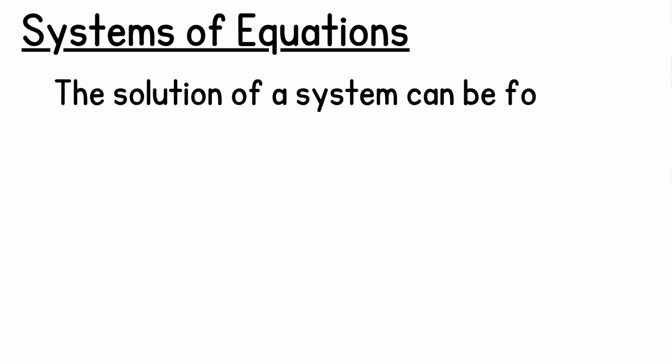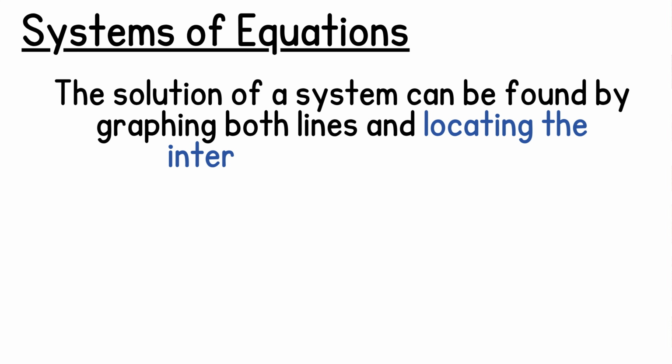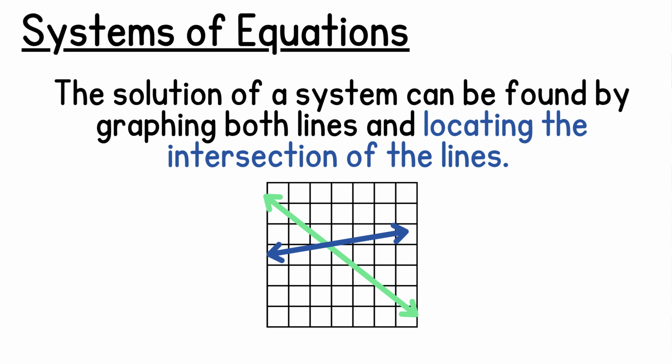The solution of a system can be found by graphing both lines and then locating the intersection of the lines. So if we have a graph showing two lines representing equations, then the intersection of those lines would represent the solution to that system of equations. Let's look at an example.